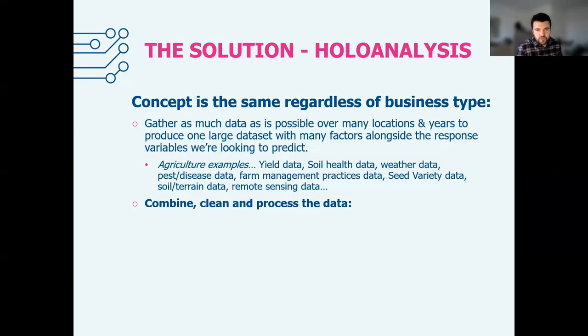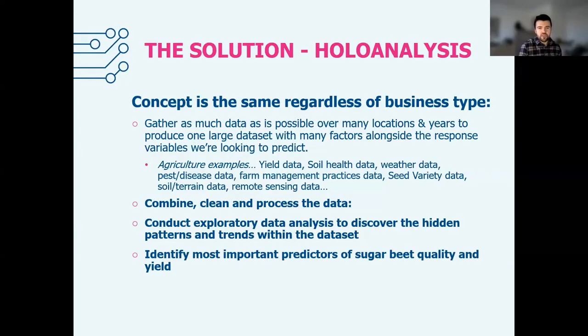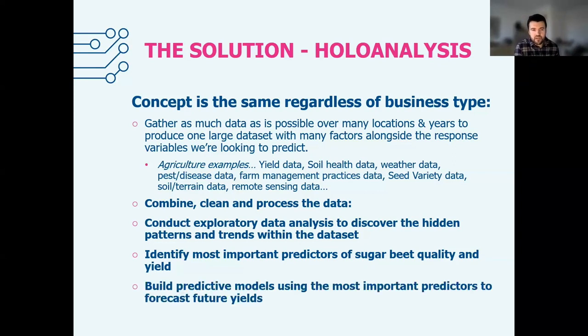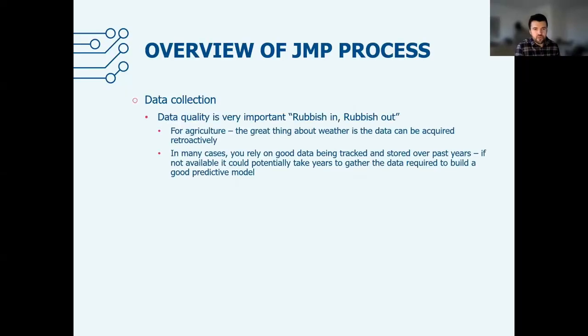So first, you want to find all the data that you can get, combine this data into one data set, and clean and process the data. Then in JMP, we can do the exploratory data analysis, the goal being to discover the hidden patterns and trends within the data set. From there, we can identify the most important predictors of sugar beet quality and yield. And then we can build predictive models using those important predictors to forecast yields into the future. So just quickly, the process overview in JMP.